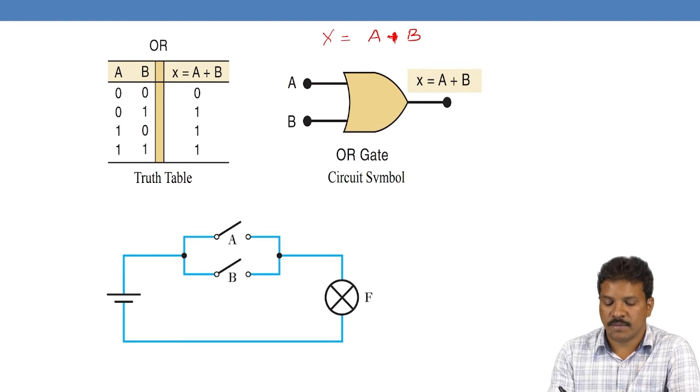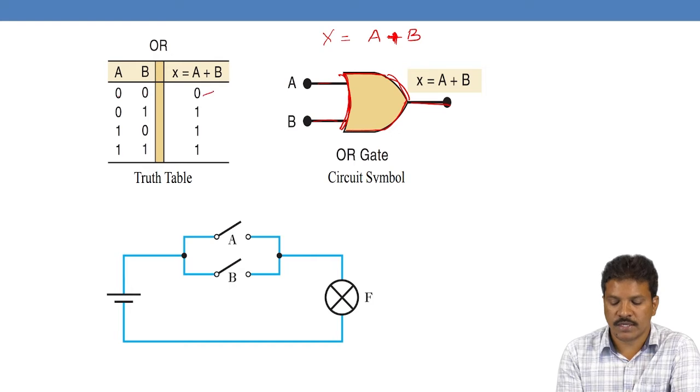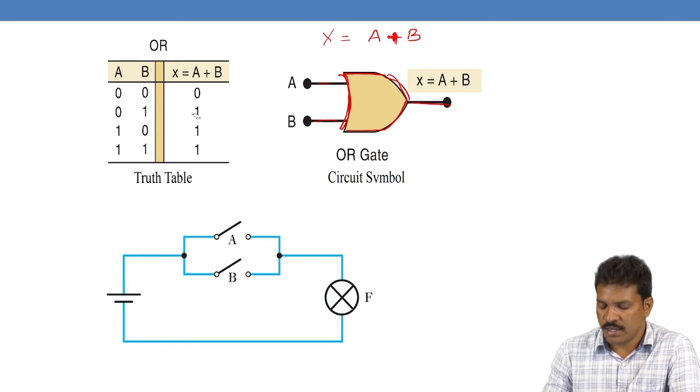So the symbol for the logical OR operation of two inputs, A and B, is like this: OR, X is equal to A plus B. And what is the truth table representation of this OR operation? A and B are the inputs and X is the output. 0, 0 will get 0. 0, 1 will get 1. 1, 0 will get 1. 1, 1, output is 1.